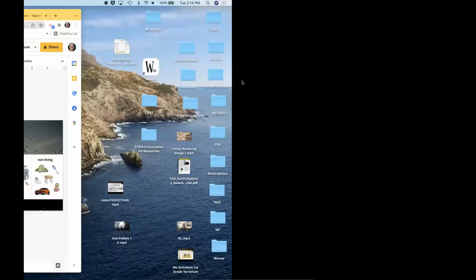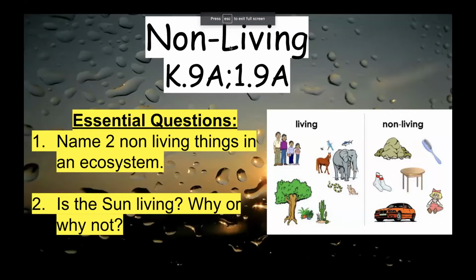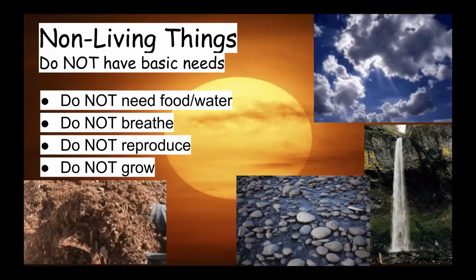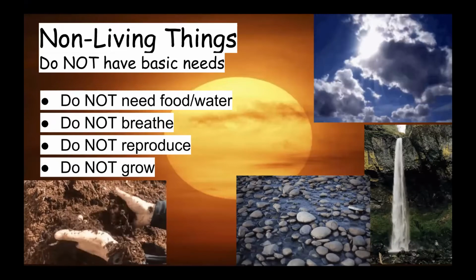So I'm going to go ahead and share my screen with you guys, and we'll look at a little presentation. So let me get that screen share started. I do have a couple of questions for y'all. Hopefully by the end of this presentation, you'll be able to answer these two questions. The first is name two non-living things in an ecosystem. And the second is the sun living? Why or why not?